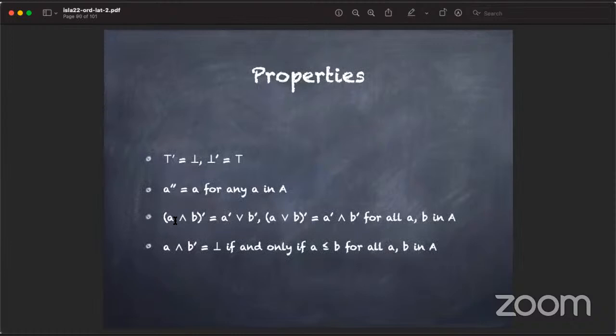Now, finally, you can also check, once again, this is an exercise for you. If A meet B prime is bottom, then A should be less than or equal to B, and vice versa. If A is less than or equal to B, then A meet B prime should be bottom. Okay, so please check it as well. I have given you a lot of exercises throughout my talk today. If you really want to have a grip on these concepts, please do these exercises.